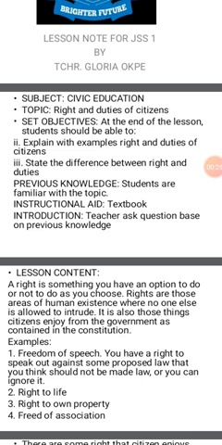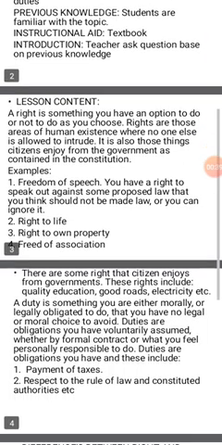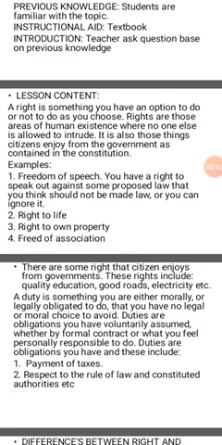Last week, we talked about citizenship, where we defined citizenship as being a legal member of a country, either by birth, by registration, by marriage, and so on. So today we are going to be looking at the rights and duties of a citizen as a member of a country. Now let's define rights.